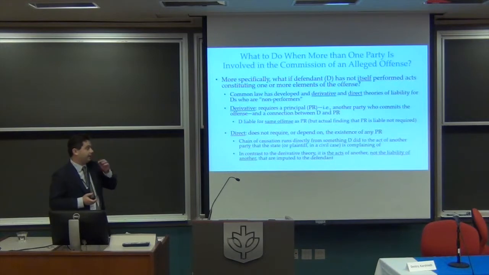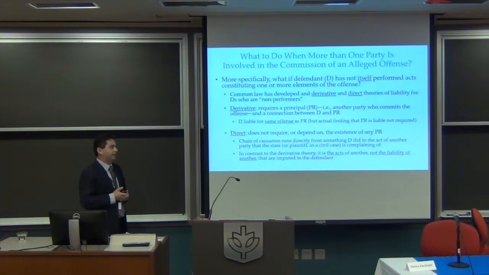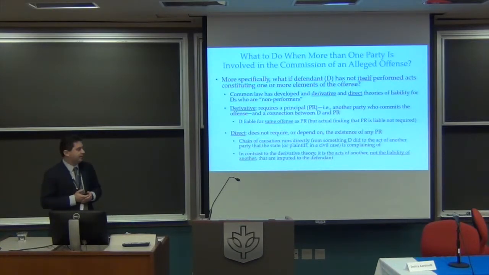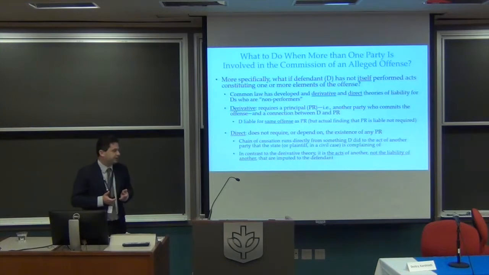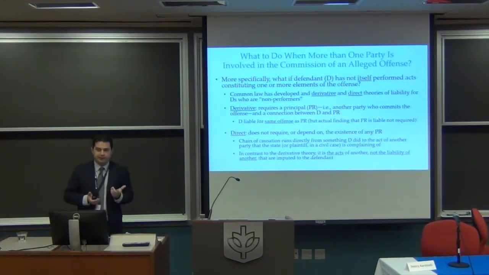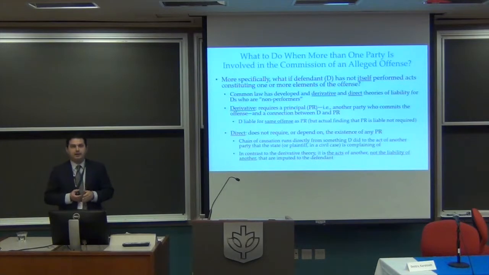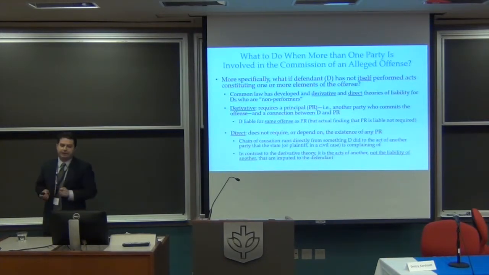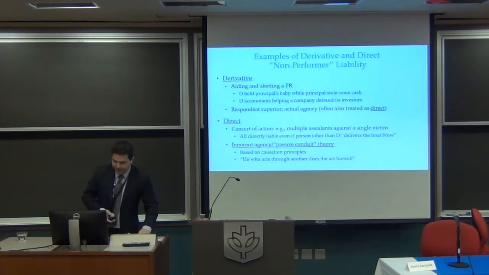But there's another way, a non-derivative approach to liability that really has been ignored in patent law, I think, and it does not require or depend on the existence of any principal. The theoretical justification, which I'll run through later, is that the chain of causation runs directly from something the defendant did to the act that another party, the state or the plaintiff in a civil case, is complaining about. And the crucial thing to understand is that it's the acts of another person, not the liability of another person, that are imputed to the defendant, and we'll try to unpack that as we go through this.